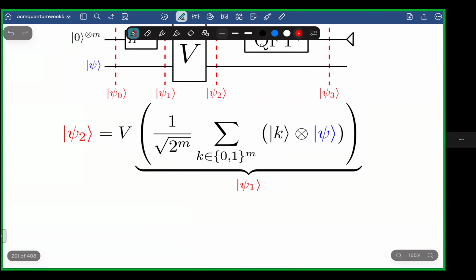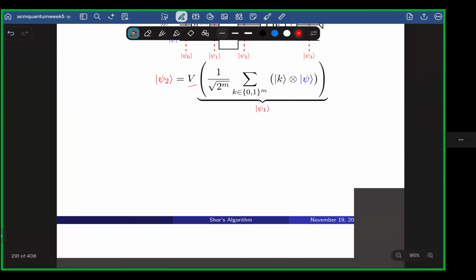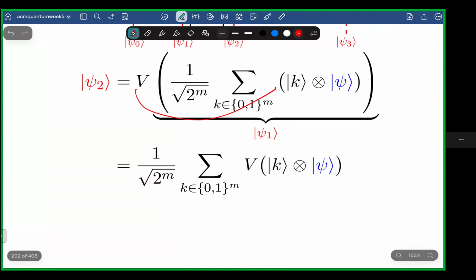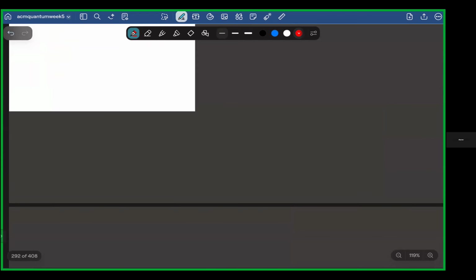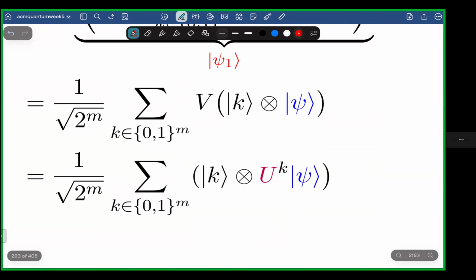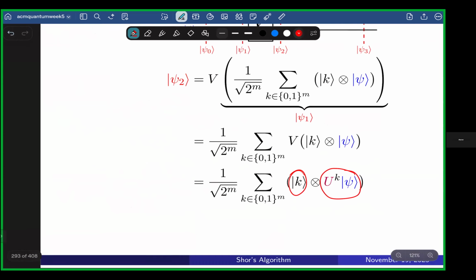Okay, psi 2, we take our psi 1, we apply V on that big state, right? What does that do? By linearity, we can throw the V into the sum. It'll be V on k and then psi. So V is a 2-register gate, so now we need to sub in the definition of V. We said that V will keep this k register the same, and then multiply U k times onto that psi, which is our eigenvector. So this is where the magic comes in.